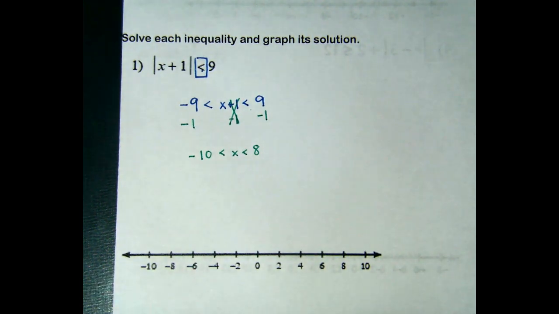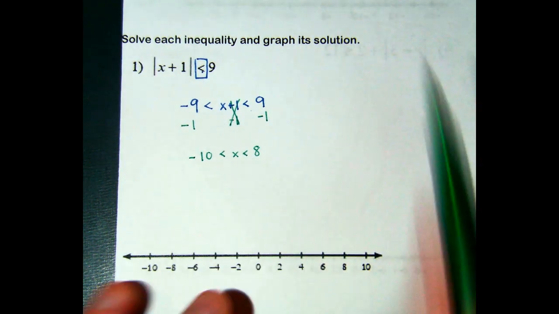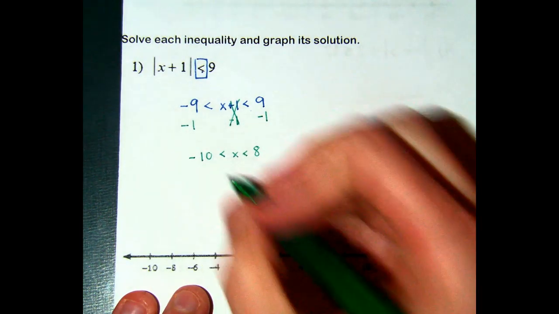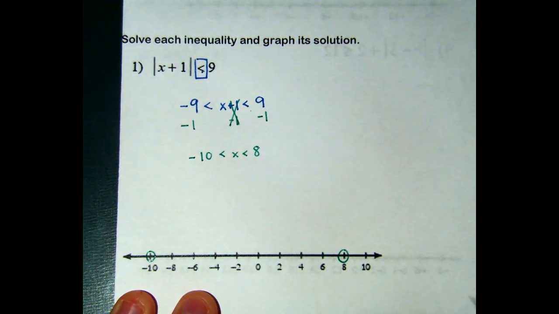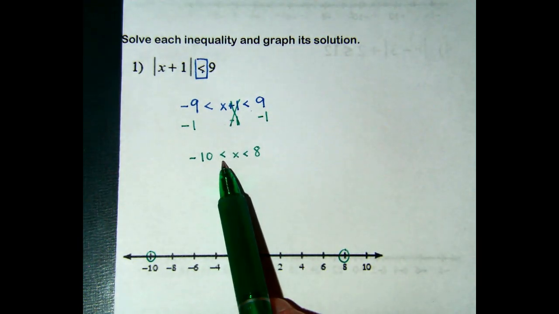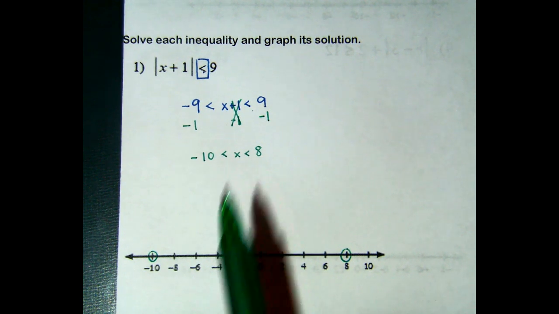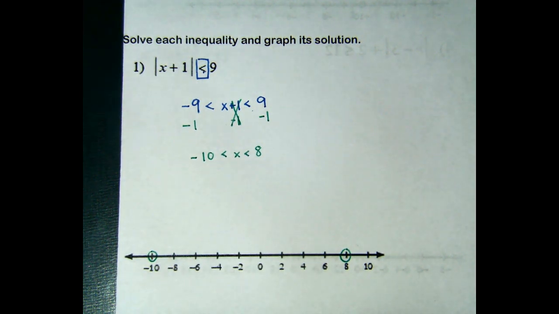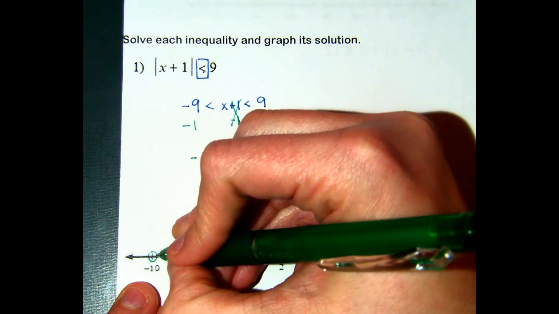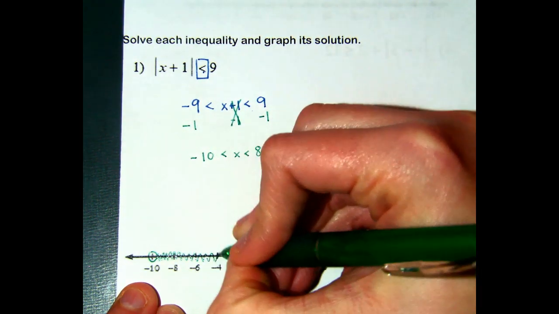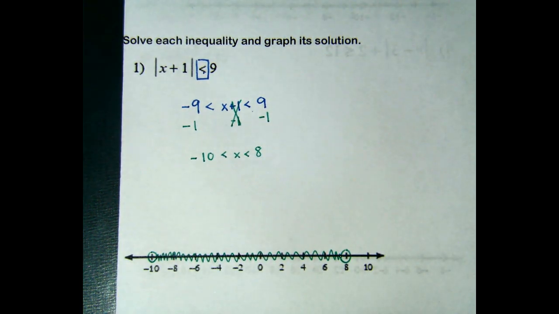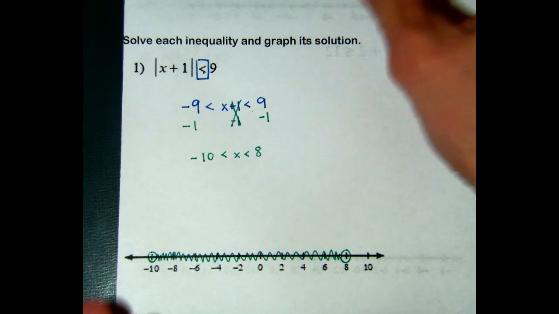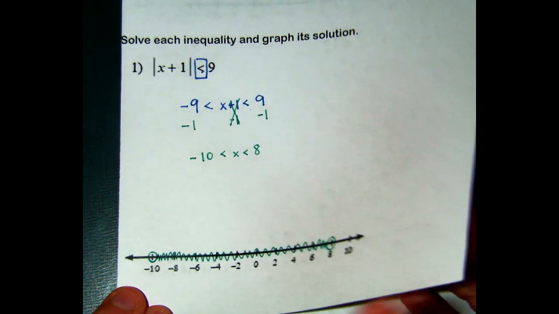It might have been a while since you've graphed these as well, but we're going to do that too, since it says to graph its solution. To graph these, I'm going to circle both negative 10 and 8. I need to decide if it's open circle or closed circle. Since there is no or equal to, then it is an open circle. And this is x is between these two, so I'm going to shade the line segment in between those two numbers. And that is how I graph those compound inequalities. Okay. So let's open up and look at number 2.